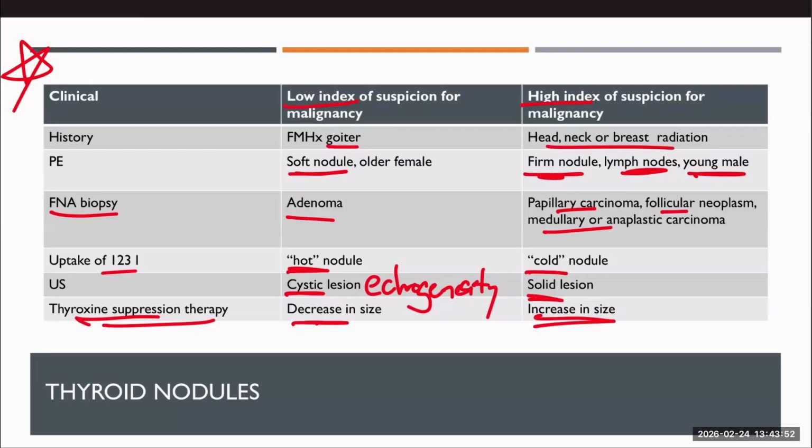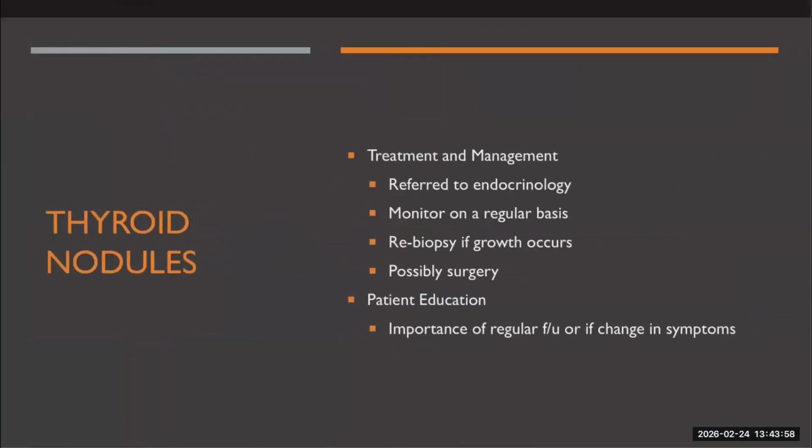So that's why your physical exam and things that you do will tell you this high likelihood of being benign or is this malignant cancer. Treatment, go to endo. Monitor on a regular basis, re-biopsy if it grows, possible surgery depending on what's going on with it. Obviously go to ENT, they'll take care of it, endo and whatnot.